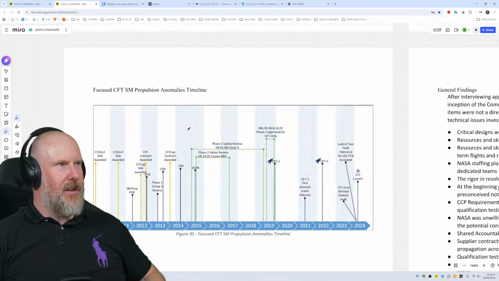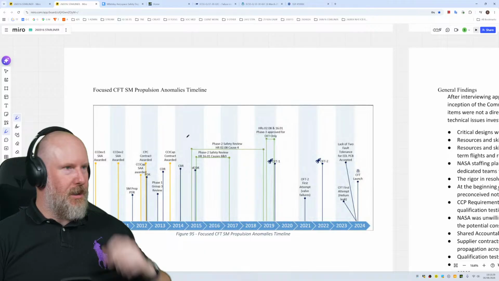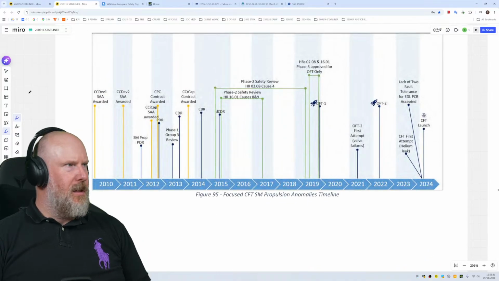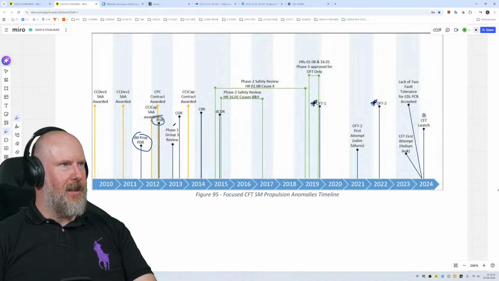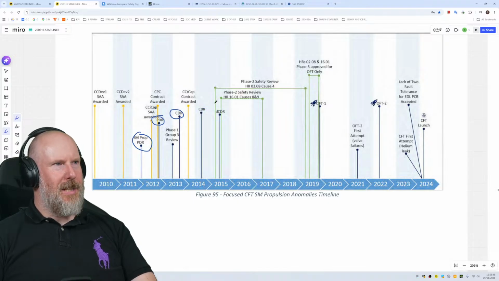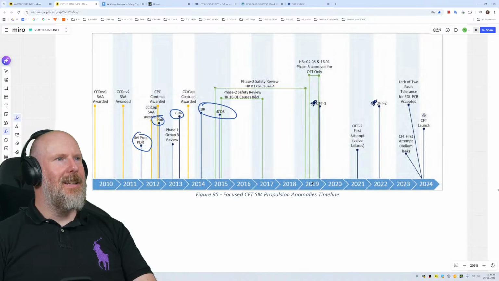Okay, what's this? Focused crew flight test, SM Propulsion Anomalies timeline. Okay, so what have we got? So 2024, 2010. Awarded. Propulsion PDR, yeah, okay. There's another PDR there. CDR, CBR, CDR, I don't know what that is. Oh, safety review, yeah, safety review, 25 to 2019.